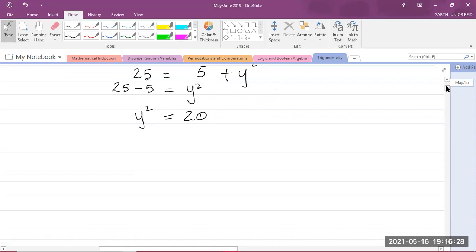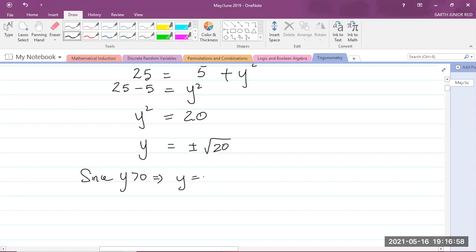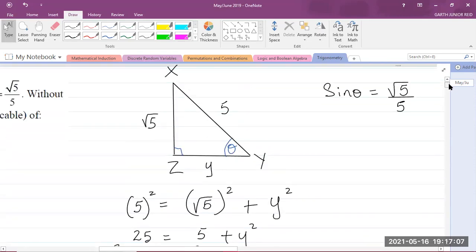Good. Now remember, when we're finding the square root of both sides, if I find the square root of y squared, I will get y. And when you're finding the square root of a number, it is plus or minus the square root of that number. However, we know that all the sides of a triangle must be positive. So since y must be greater than 0, it implies that y is equal to positive square root 20. I can now come up here and say y is equal to the square root of 20.